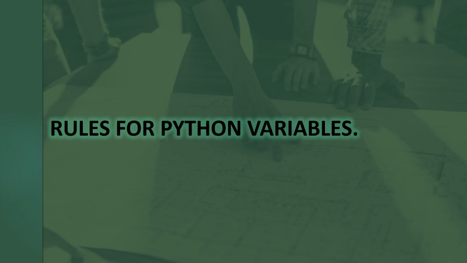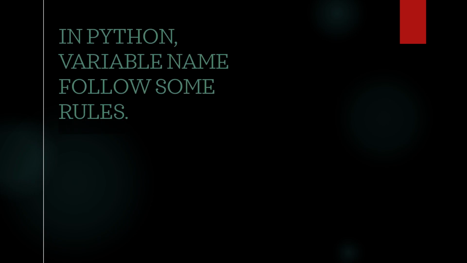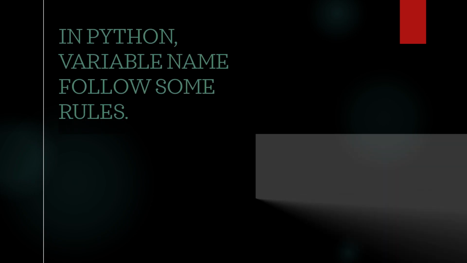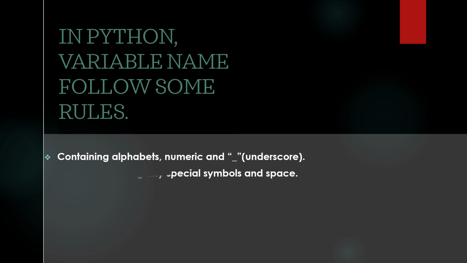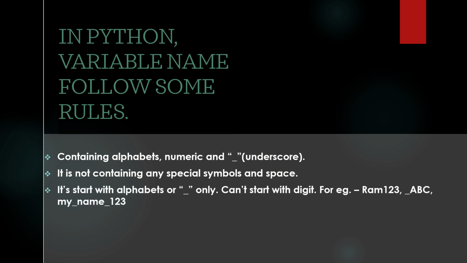So there are some rules that a Python variable must follow. The Python variable name should contain alphabet, numeric or underscore. It does not contain any special symbol or space. It starts with an alphabet or underscore only. We can't start with any digit.